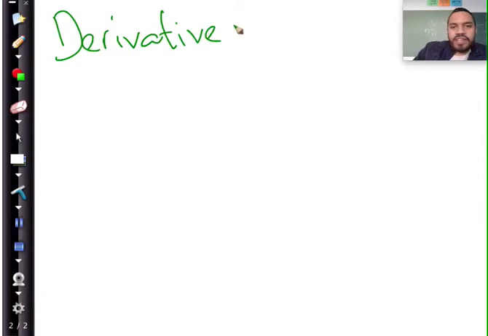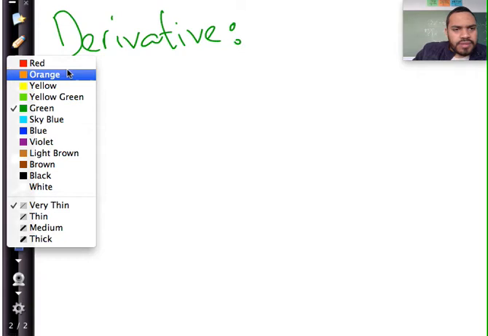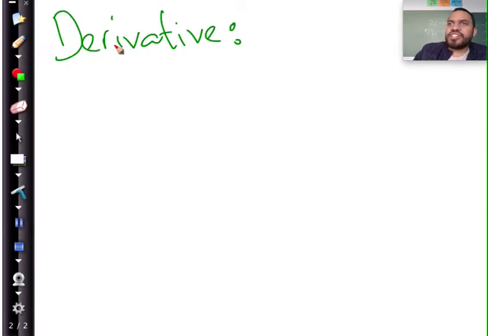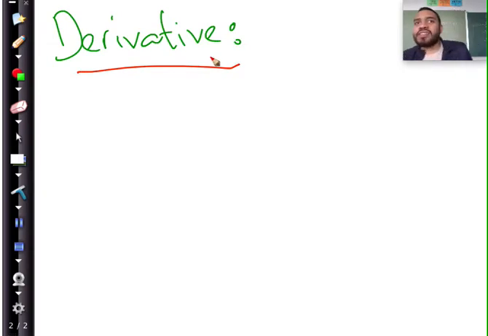I gave you a definition the other day. What did I give you as a definition? The gradient at a certain point, the derivative at a certain point, is actually the gradient of the tangent at that point. Right? Did I use that terminology? Right. Okay. So we also know there's a formula for the derivative, right?